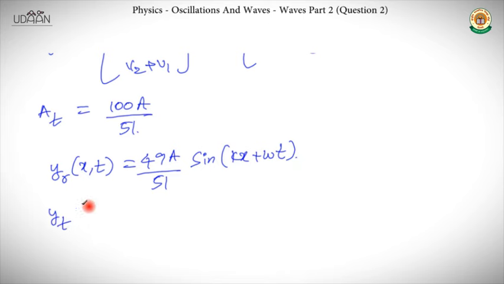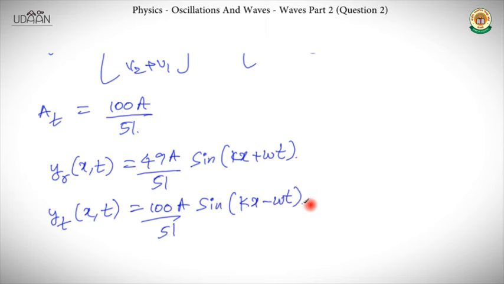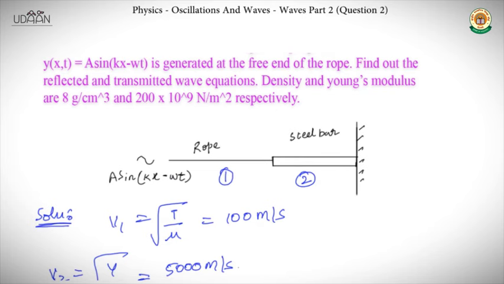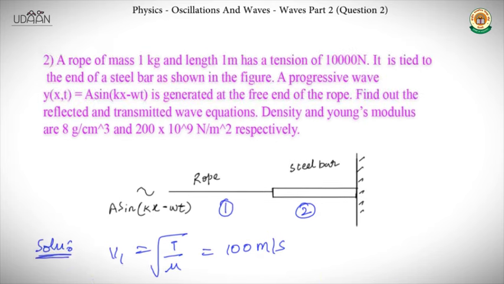and y transmitted will obviously travel in the positive x direction. So it will be 100 A by 51 sine of kx minus omega t. So the important thing to see here is the reflected wave doesn't change the phase. It maintains its phase, and the transmitted wave always maintains its phase.